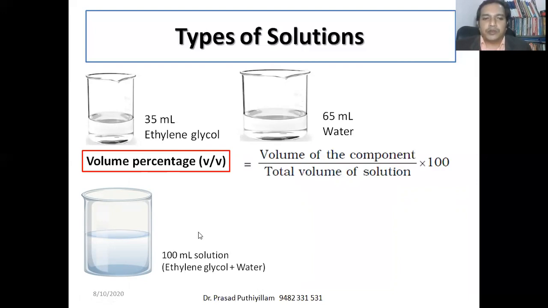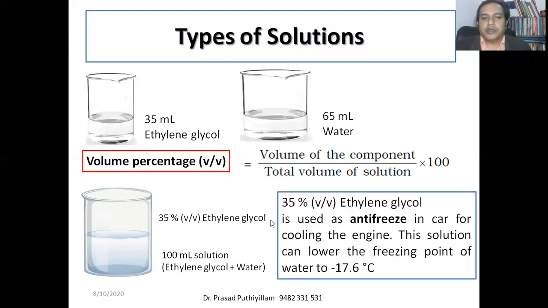Therefore the volume percentage of ethylene glycol can be calculated as the volume of the component, here ethylene glycol, upon the total volume of solution, this ethylene glycol and water mixture, multiplied by 100. That will be its volume percentage. So 35 percent V by V means 35 ml of ethylene glycol and 65 ml of water is taken. This particular mixture, 35% ethylene glycol, has applications in our car as an antifreezing agent for cooling purposes.